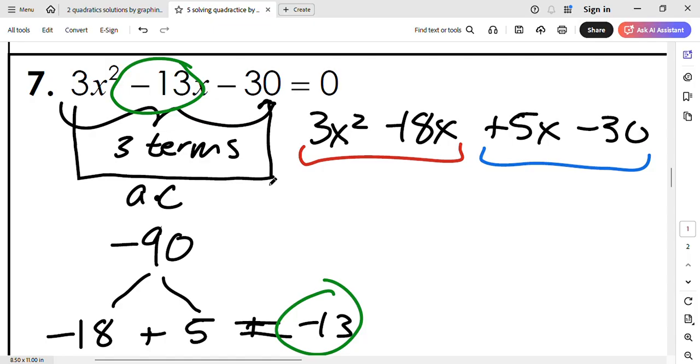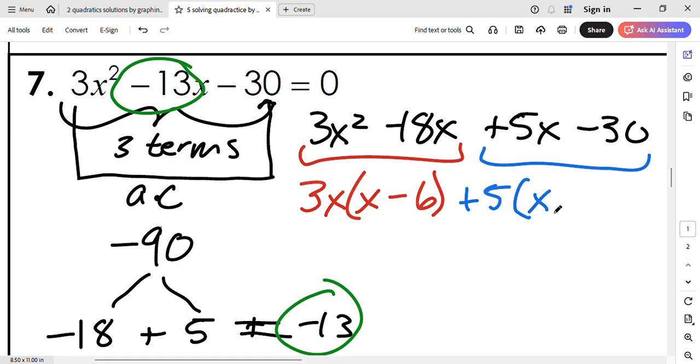Red group, I'm going to continue writing in red. What's the greatest common factor of 3x squared and negative 18x? I would say 3x. 3x, and what are we left with? X minus 6. My next group, I'm going to do it in blue. What is the greatest common factor of 5x and negative 30? I'm going to say 5, times what?